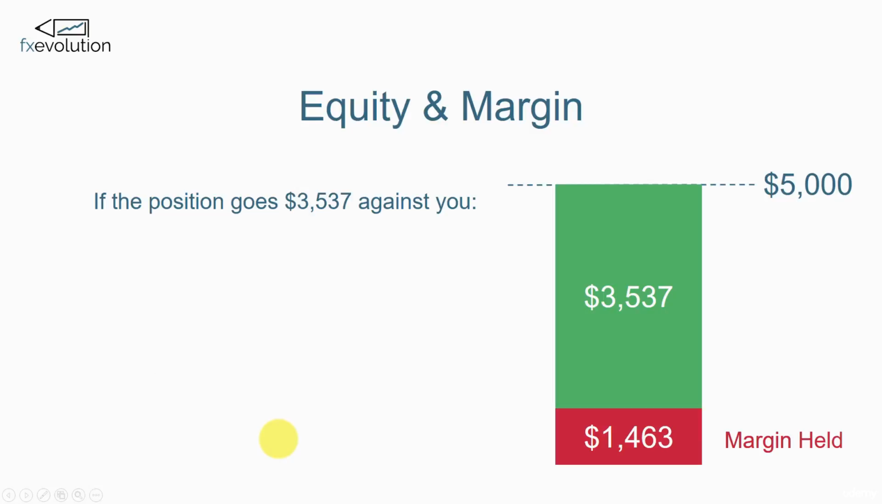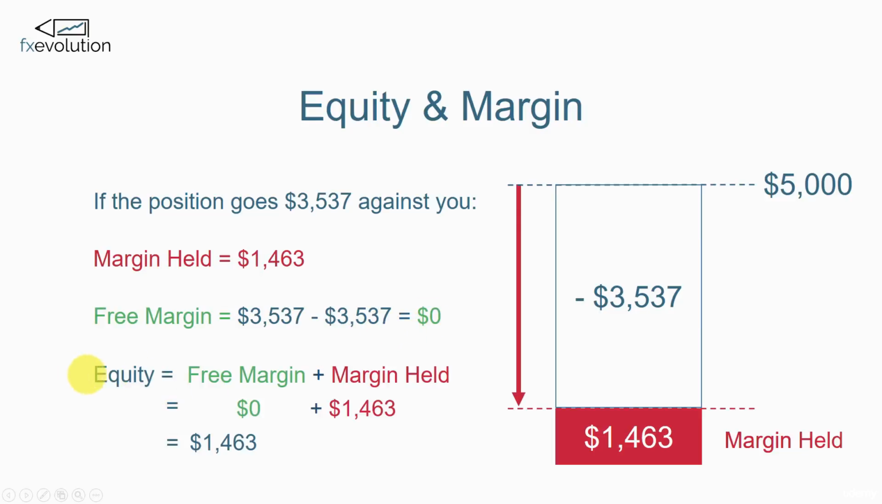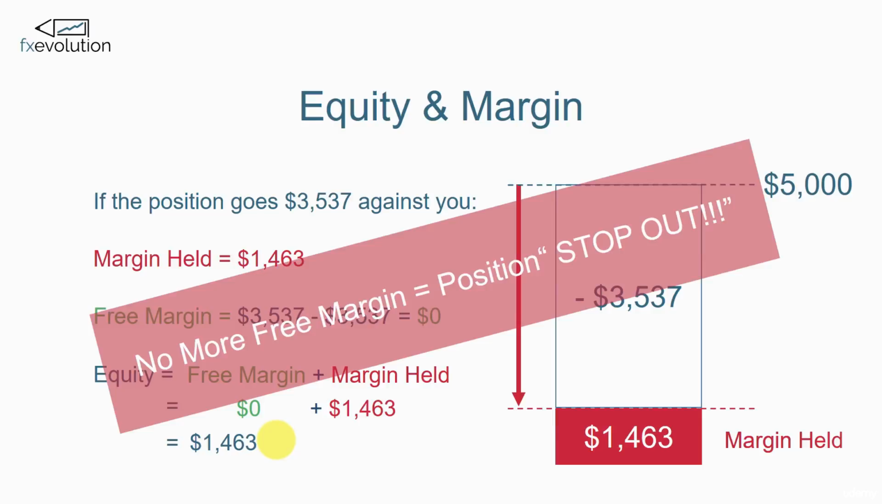Now let's take a look at if the position goes very badly against us. Obviously not an ideal situation. If the position went $3,537 against us, so all of our free margin, the margin held would still remain the same. Our free margin would go to zero, however, and it would mean that if we were to close the position currently, our equity would only be $1,463. With brokers, this will mean that you have no more free margin and the position will be stopped out instantaneously. This is called a margin call, and this is how a margin call works.